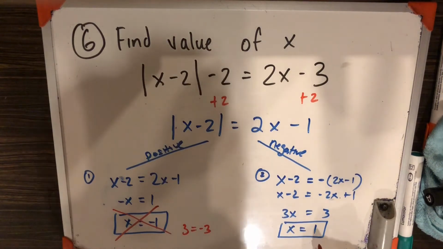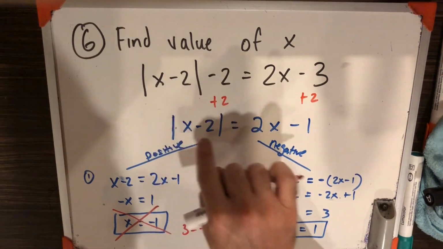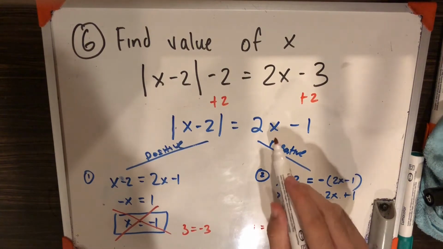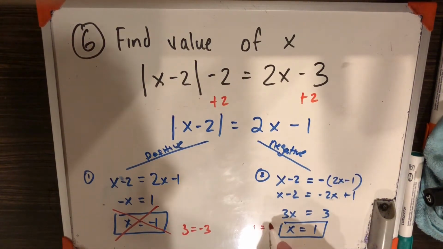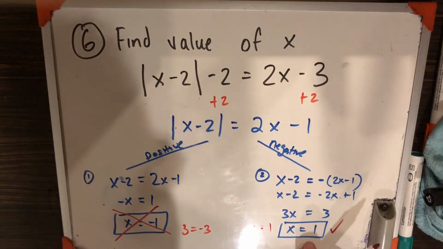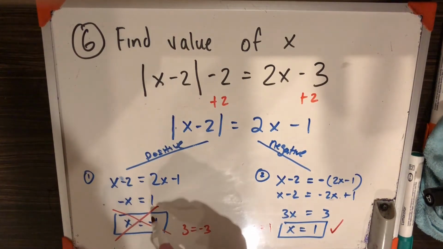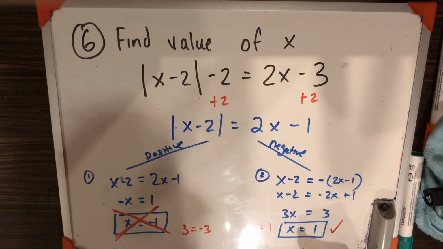Let's check 1. If I plug in 1, 1 minus 2 is negative 1. So the absolute value of negative 1 is 1. Let's check back on this side. 1 times 2 is 2. 2 minus 1 ends up being 1. Well, this is true, so this checks out. So I know my solution of this absolute value equation is just x is equal to 1. This has been rejected, this has been accepted, so your only answer should be x is equal to 1.